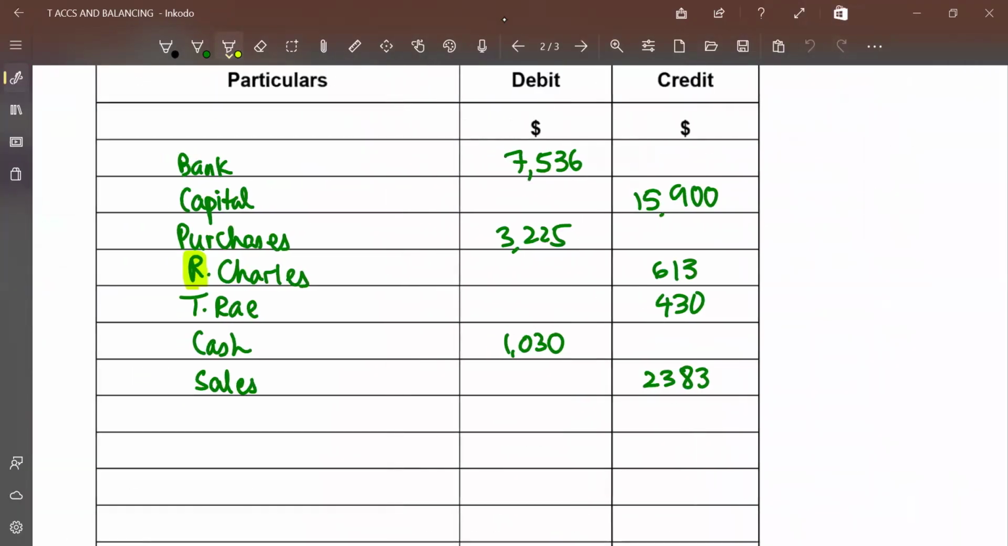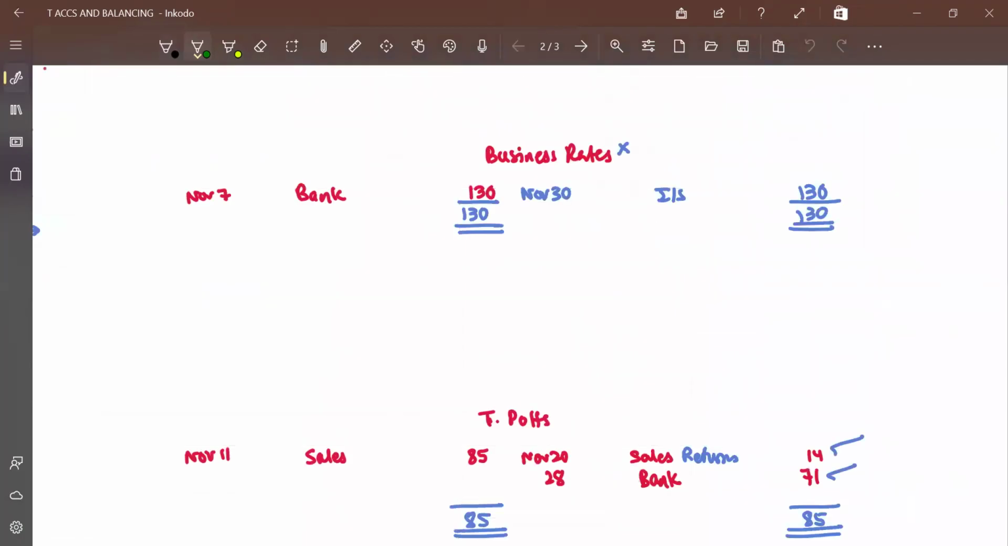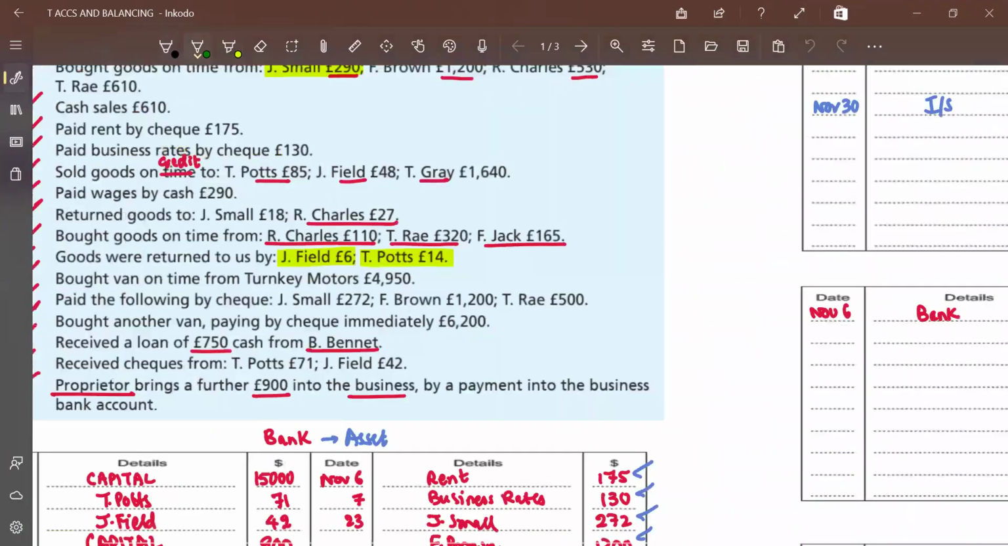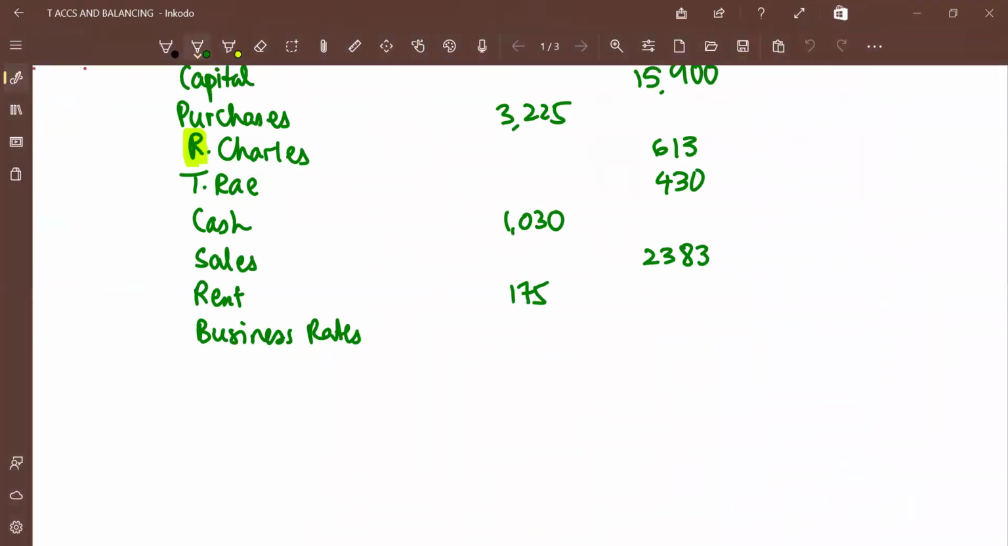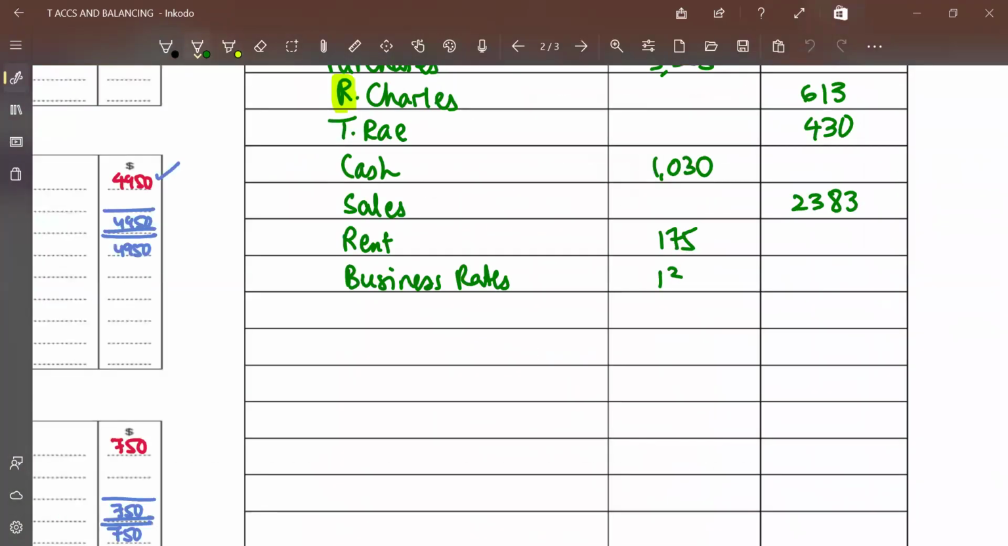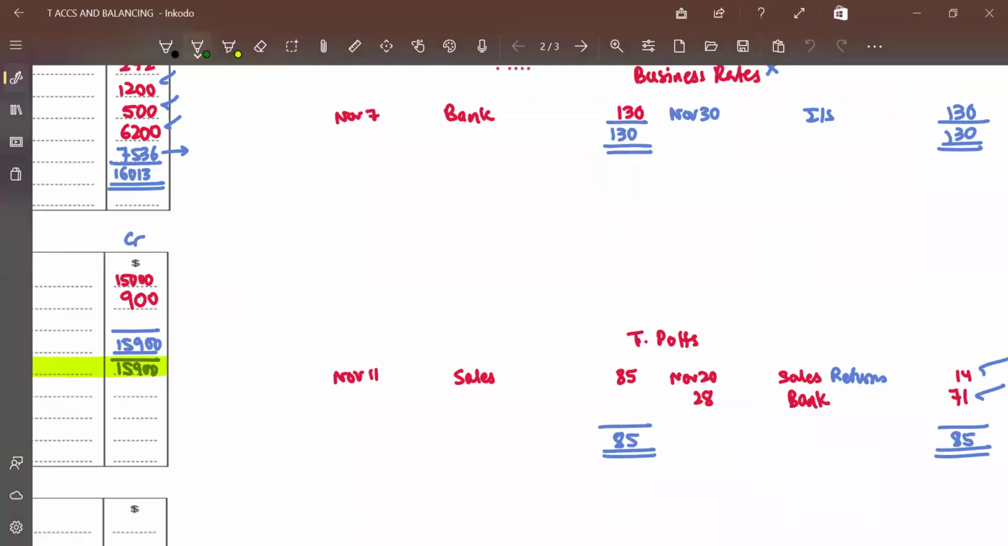So you write down rent 175, and then you have business rates. That's also an expense. The total will be posted to the trial balance. On the debit side, the total is $130. Understood? I'll be sharing this file with you as well, so you can print it out maybe, or try and attempt it yourself.